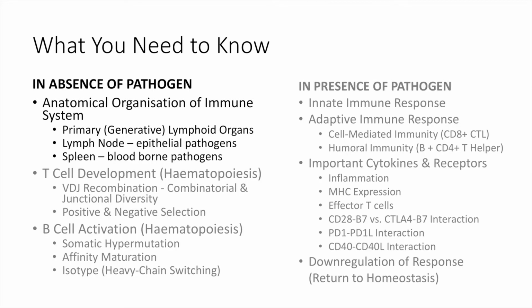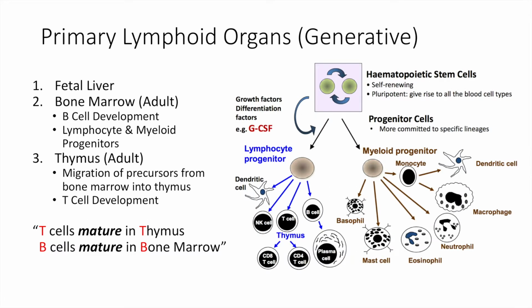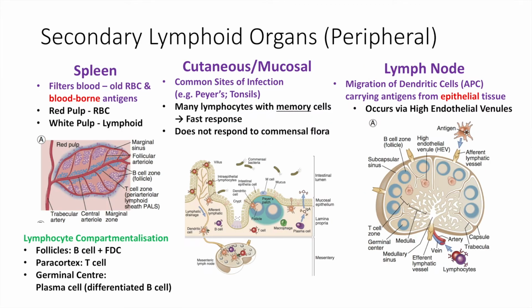So first, we'll be talking about the anatomical organization of the immune system. You have two kinds of lymphoid organs in the body. The first is a primary, which are also known as generative lymphoid organs because they generate the lymphocytes from stem cells. And the second is your secondary lymphoid organs, also known as peripheral lymphoid organs. This is where antigens are presented to lymphocytes for activation of the adaptive immune response.